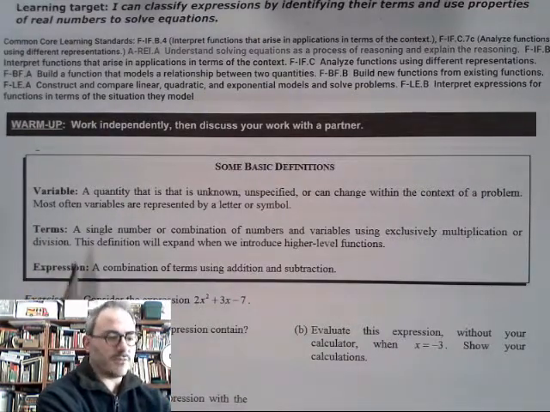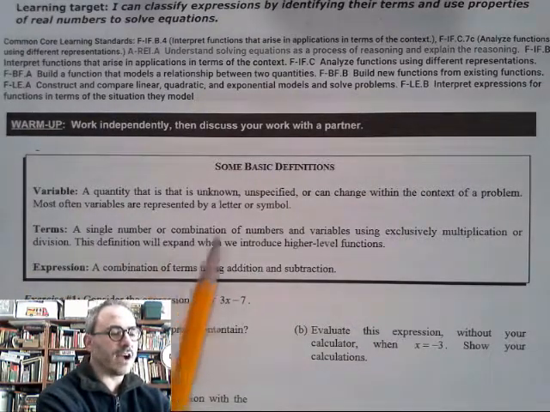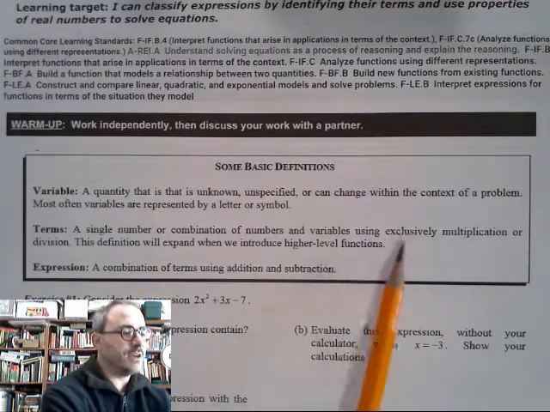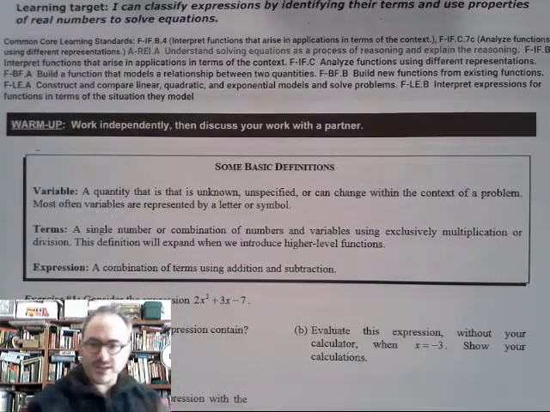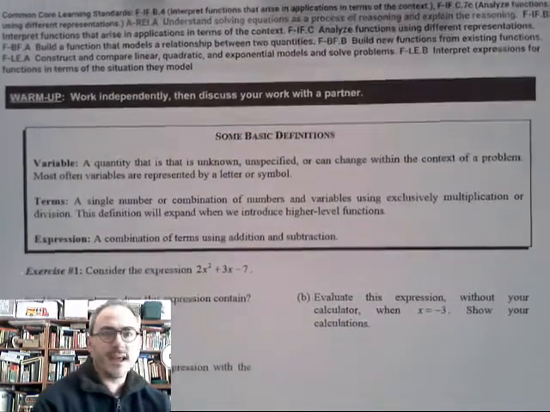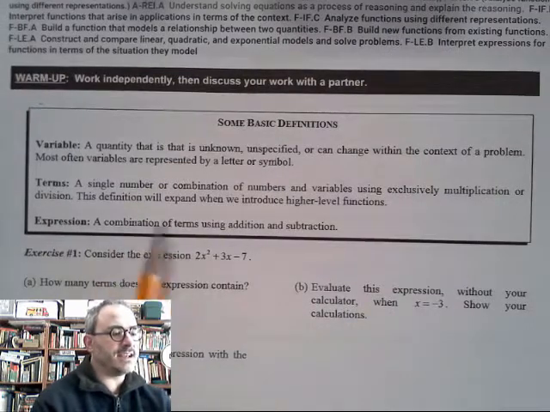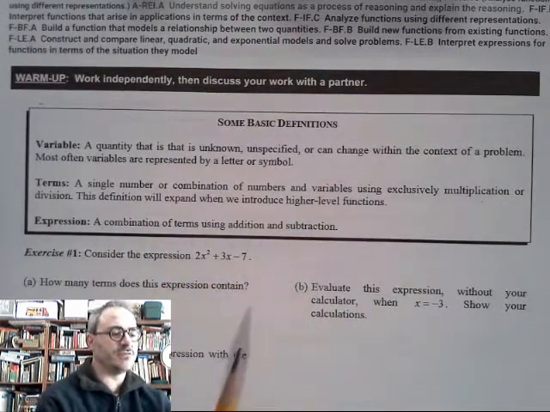Term. What is a term? A term is a single number or combination of numbers and variables using exclusively multiplication or division. This definition will expand as we introduce higher level functions. And then expression. What's an expression? It's a combination of terms using addition and subtraction.